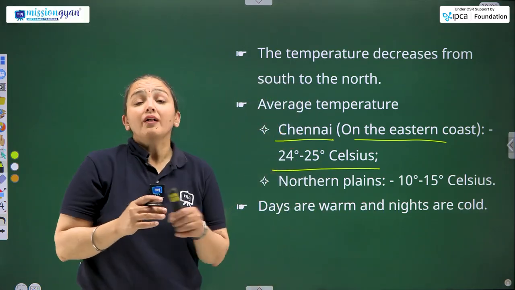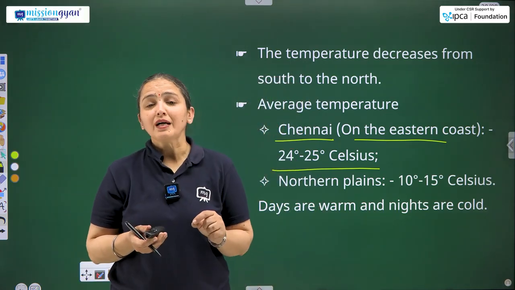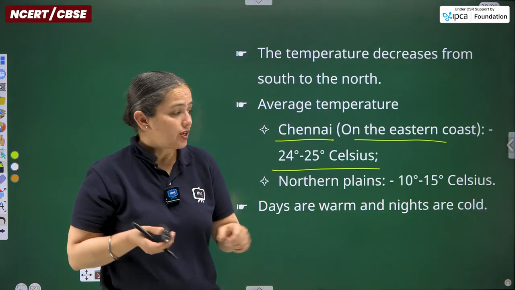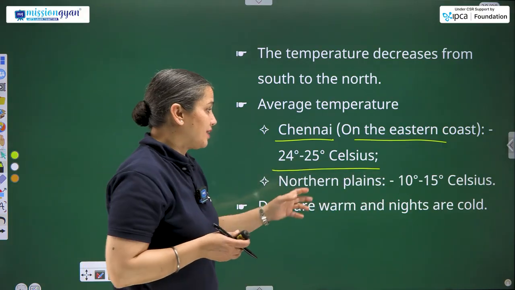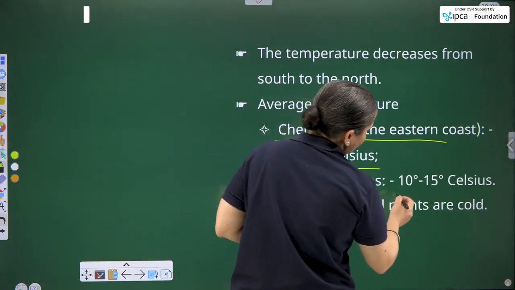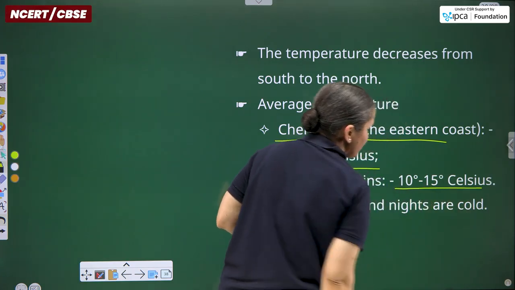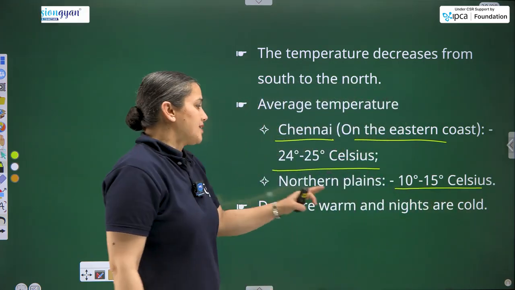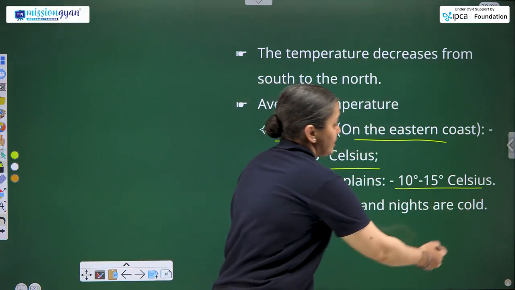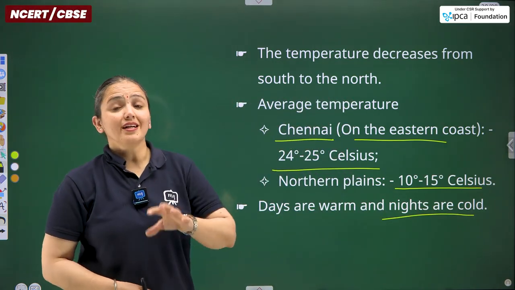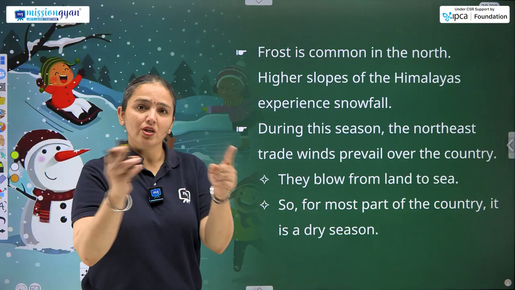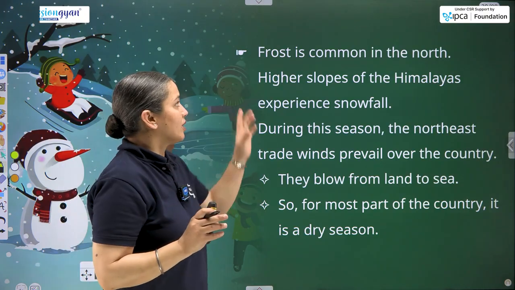Remember, I have told you that within India we consider the measuring unit of Celsius to measure the temperature of any place. And in the northern plains, temperature goes from 10 to 15 degrees Celsius. Days are warm and nights are cold. It depends on exactly which region we are talking about, so average temperatures are given.